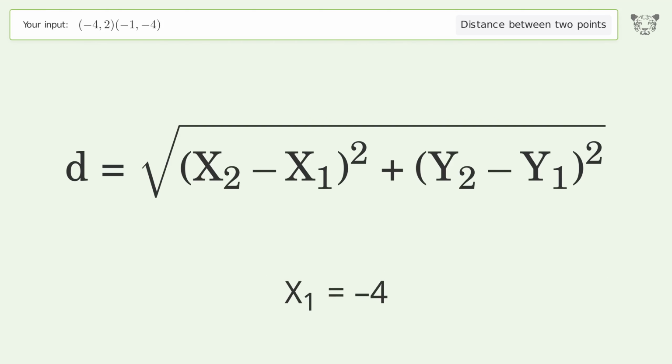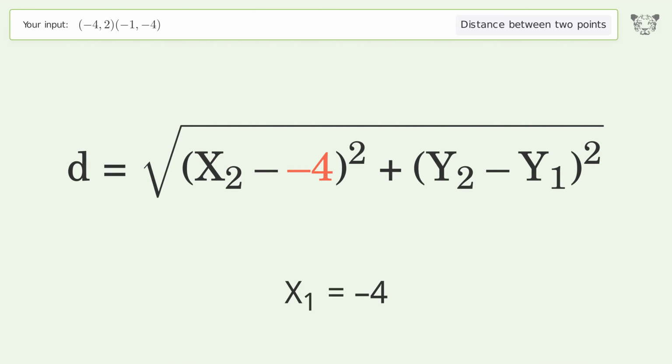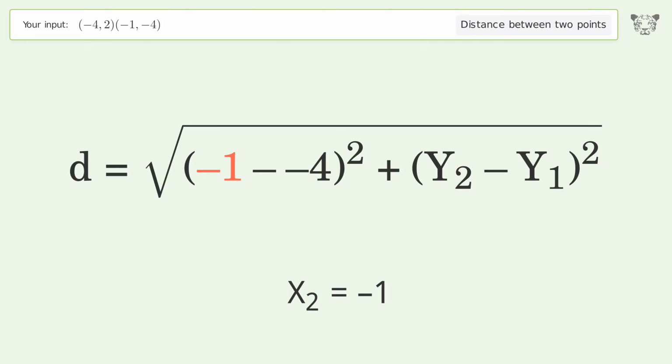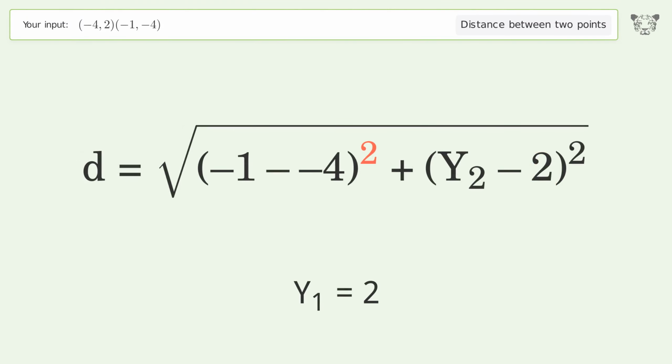x1 equals -4. x2 equals -1. y1 equals 2. y2 equals -4.